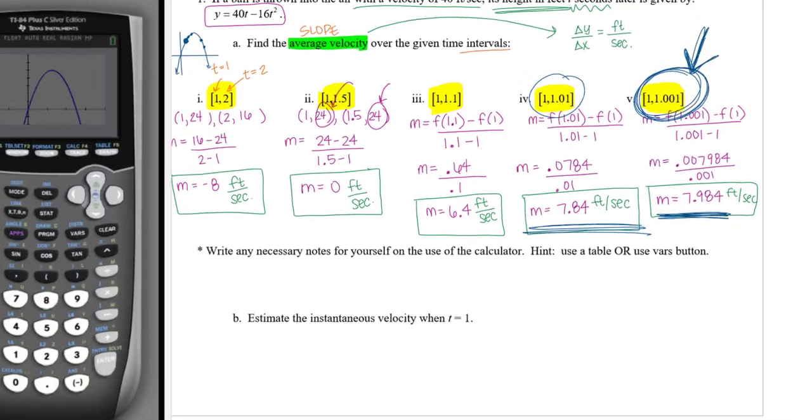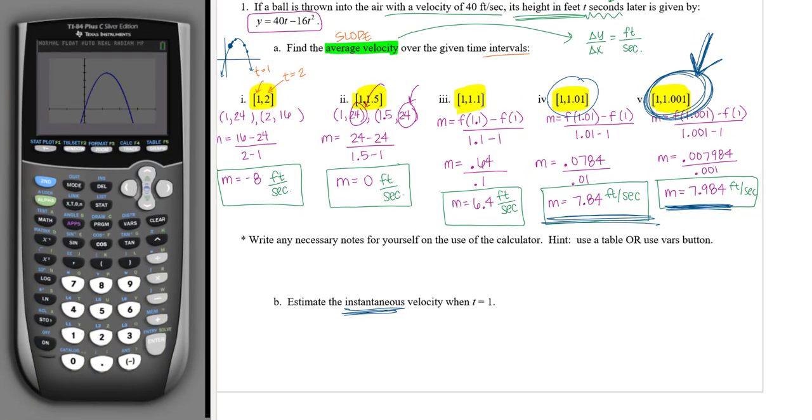So if I'm estimating the instantaneous velocity when t equals 1, I'm going to use the points that I have that are closest together surrounding 1, which is the very final interval. And so I would say my slope is approximately 8 feet per second. You could also argue 7.984 feet per second, but we're rounding. We're just using this to estimate, so 8 would be fine. All right, let's take a look at some other examples.